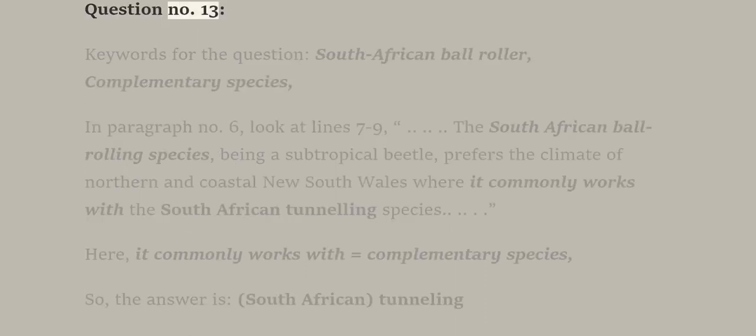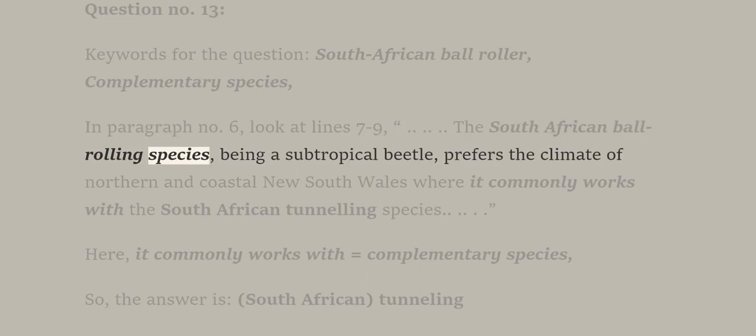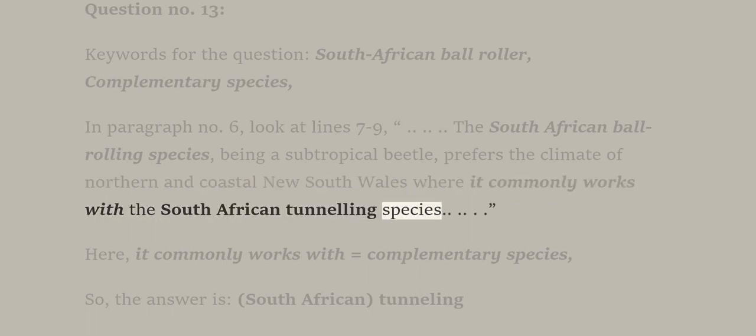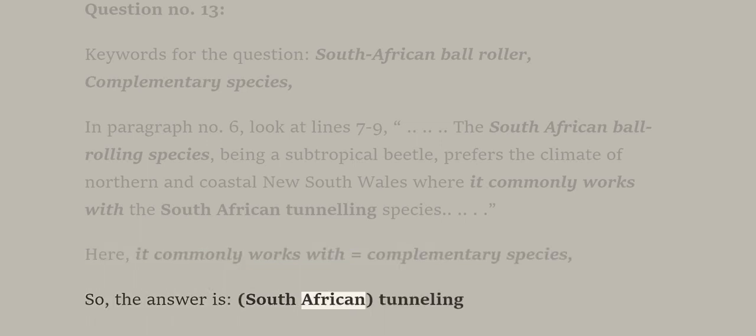Question number 13. Keywords for the question: South African ball roller, complementary species. In paragraph number 6 look at lines 7 to 9. The South African ball rolling species, being a subtropical beetle, prefers the climate of northern and coastal New South Wales where it commonly works with the South African tunneling species. Here, it commonly works with is equal to complementary species. So, the answer is South African tunneling.